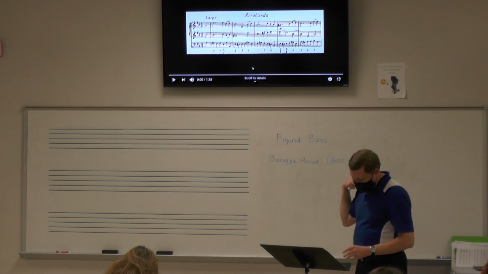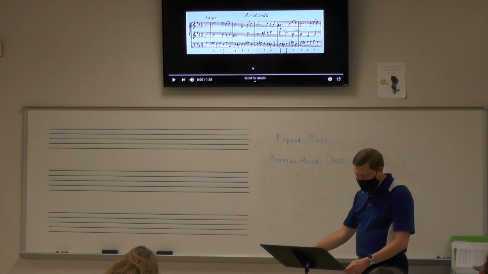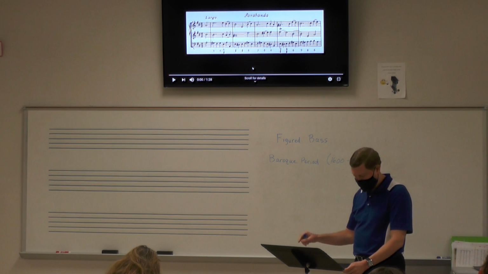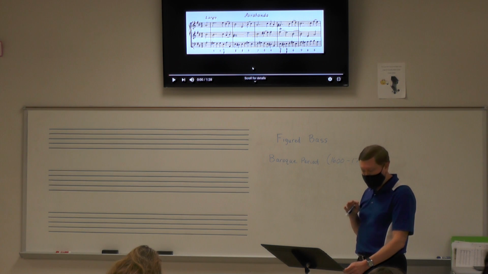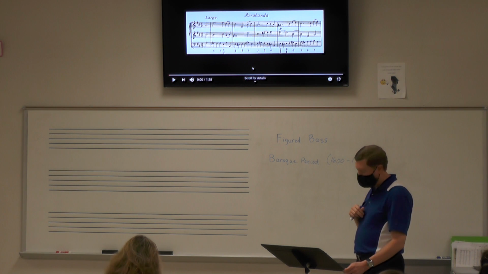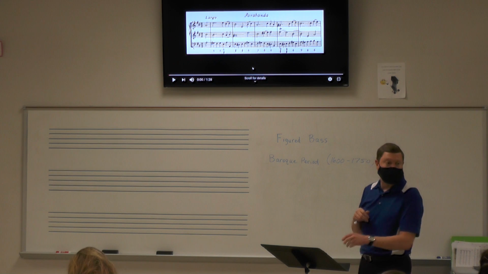Now, the notes above the bass at these particular intervals actually followed the key signature of the music, unless the performer was told to do otherwise, and we'll get to that a little bit later. But all these intervals above the bass had to obey the key signature of the music. They told the keyboardist whether or not the notes above the bass were flat, natural, or sharp.